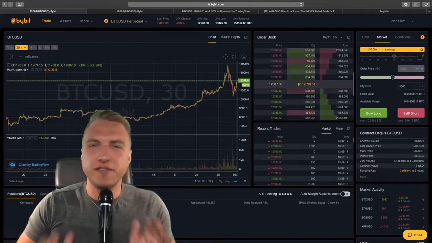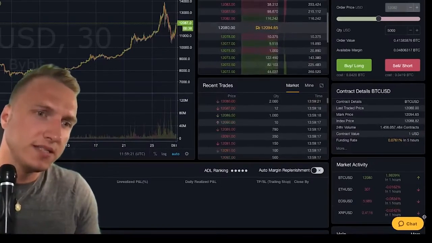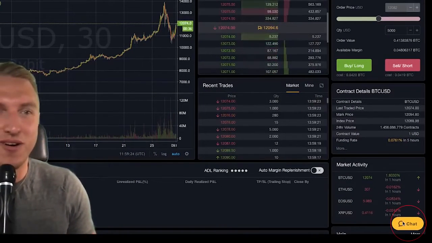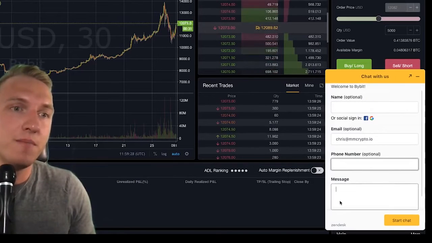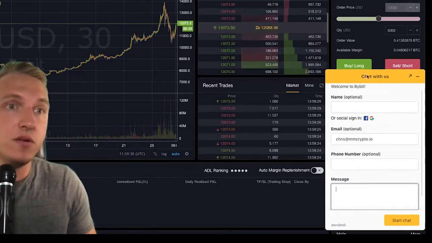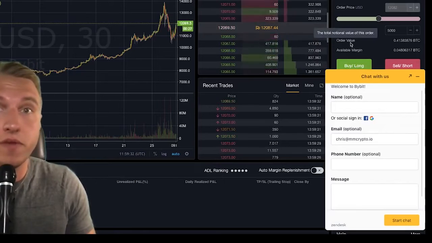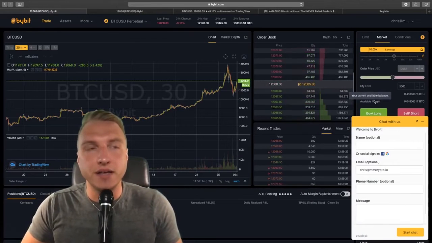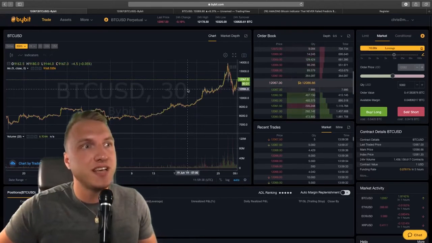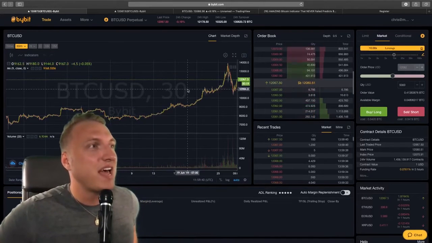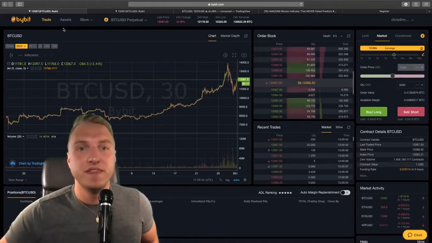Also very important, if you have any questions, you just press here on the chat box in the bottom right corner, put in your name and your phone number, and ask them everything. You will go into a very quick chat with them, which is really nice, since support is a very important thing on those leverage exchanges, and the competitors are not as fast with their support.